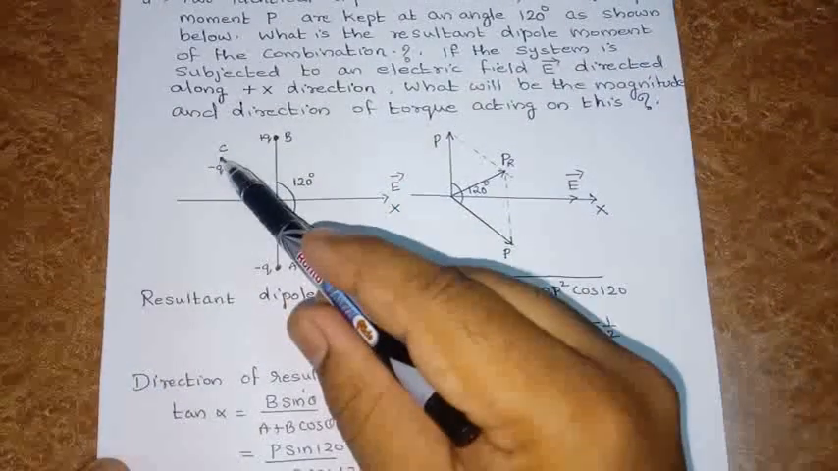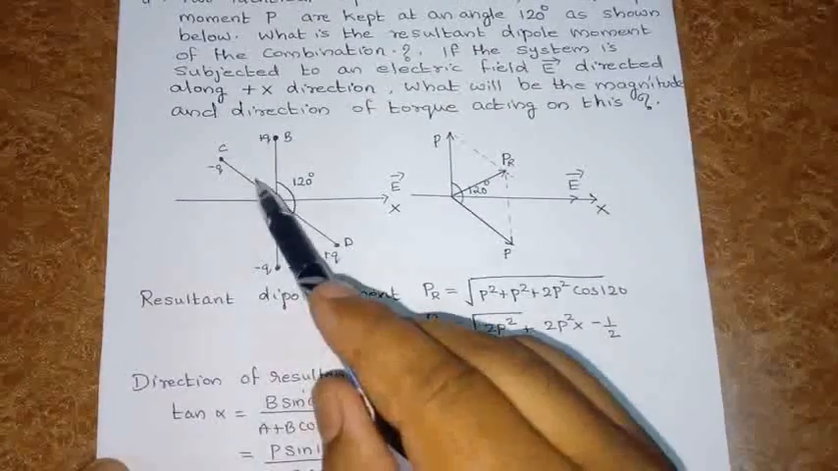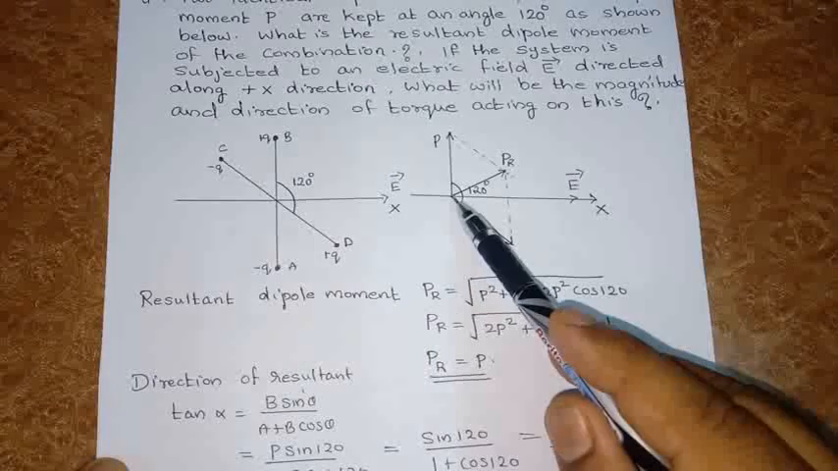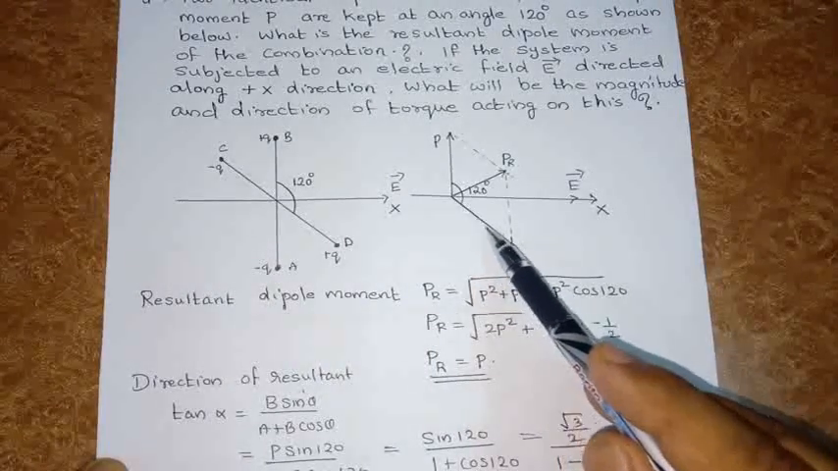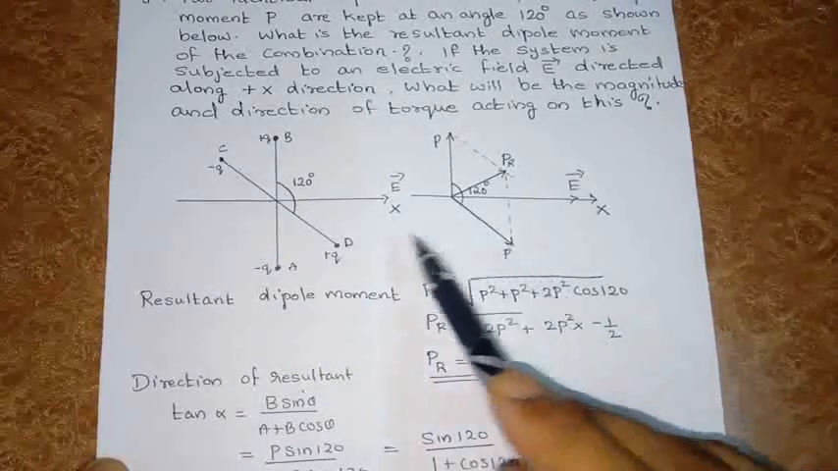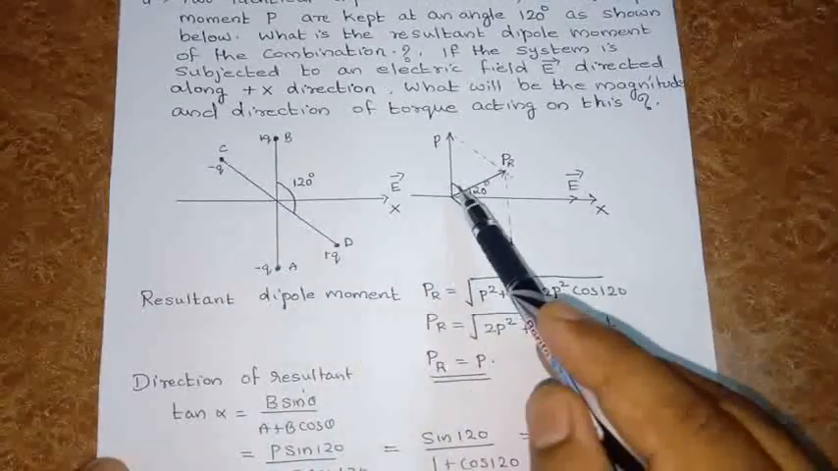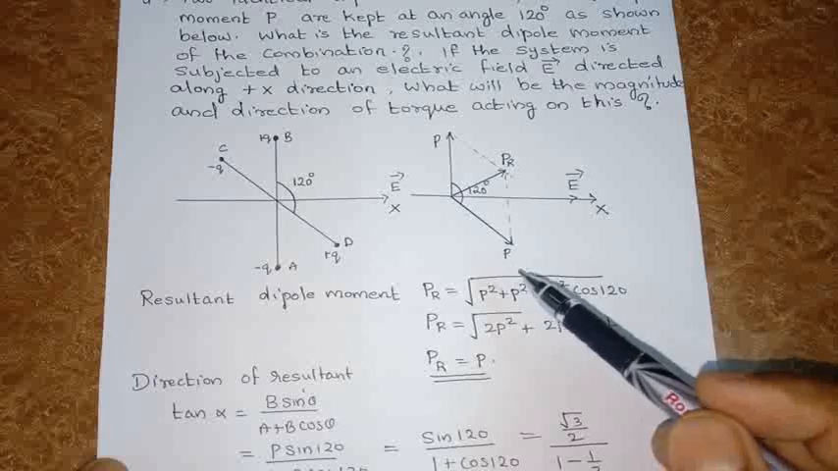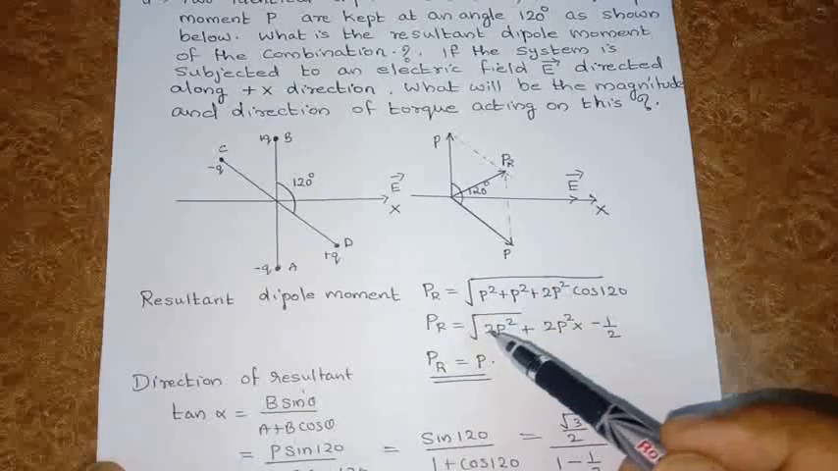The second vector is acting like this. So the dipole moment vector is acting in this direction, CD. Therefore, the dipole moment vector of the second one is like this. So these two vectors are at an angle of 120 degrees. So what will be the resultant? The parallelogram law of vector addition helps me find the resultant.